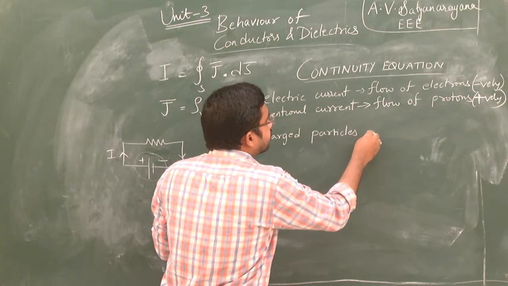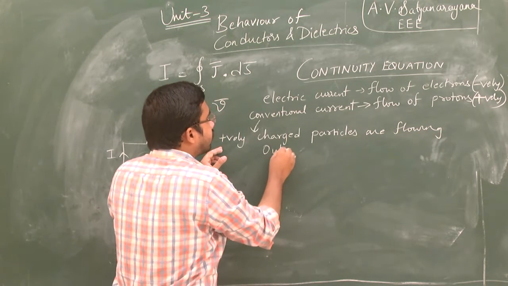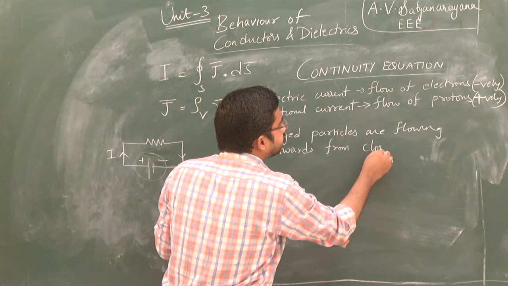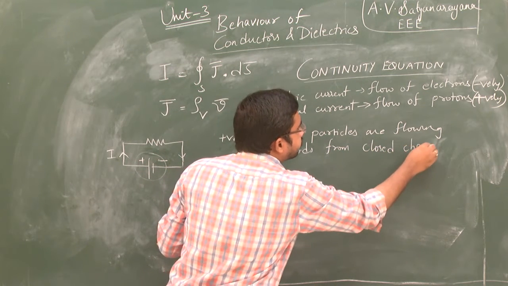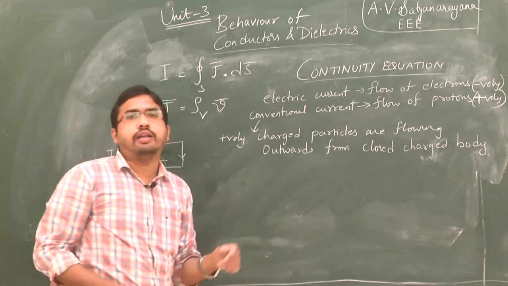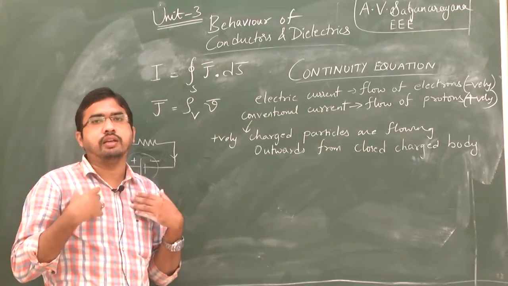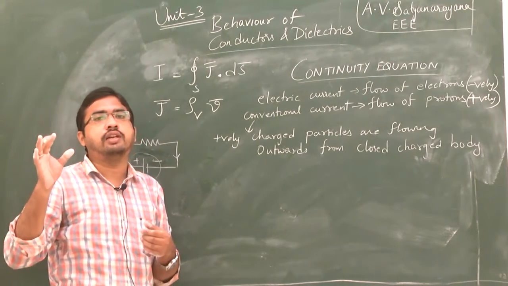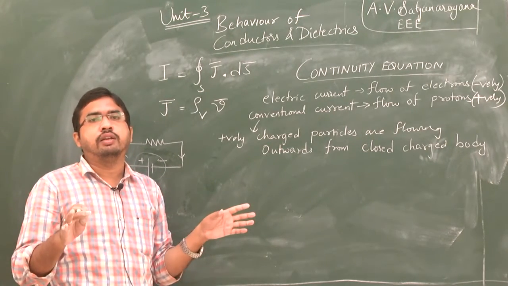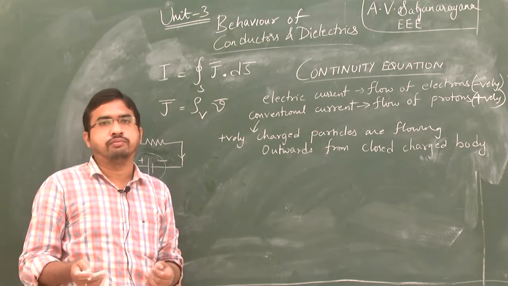Positively charged particles are flowing outwards from the closed charged body. If a body is continuously giving away the charge, that means if there is charge in me, if I am continuously giving away the charge, finally what will happen to the charge that is present in me? That will decrease slowly. That means dq by dt can be given with negative sign or positive sign.